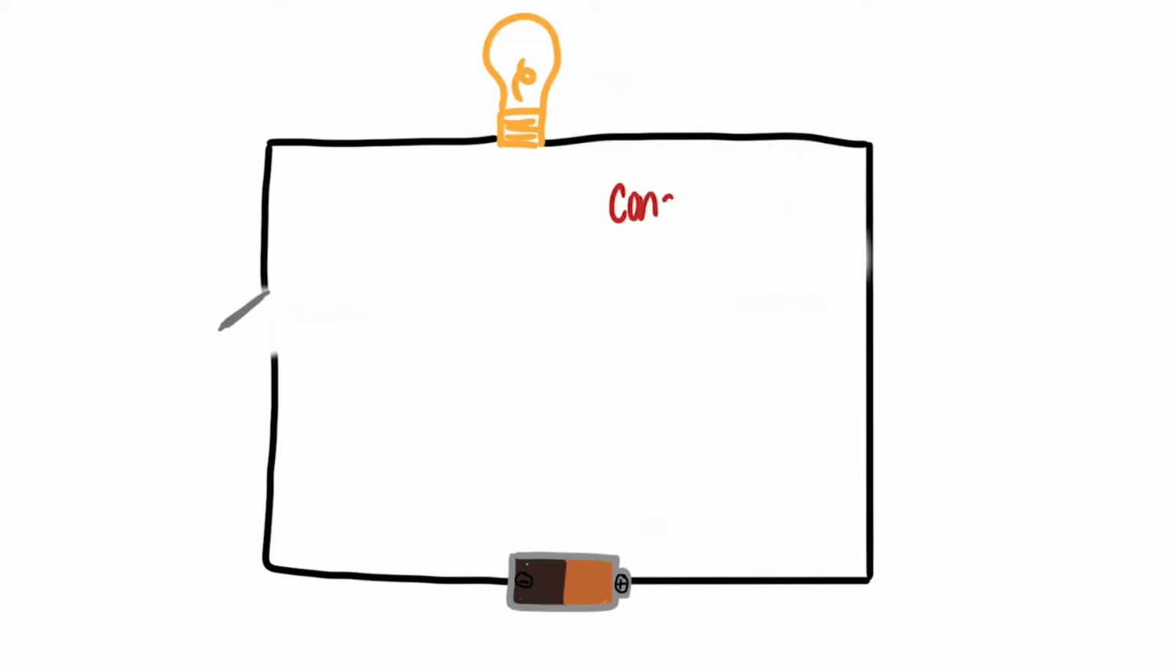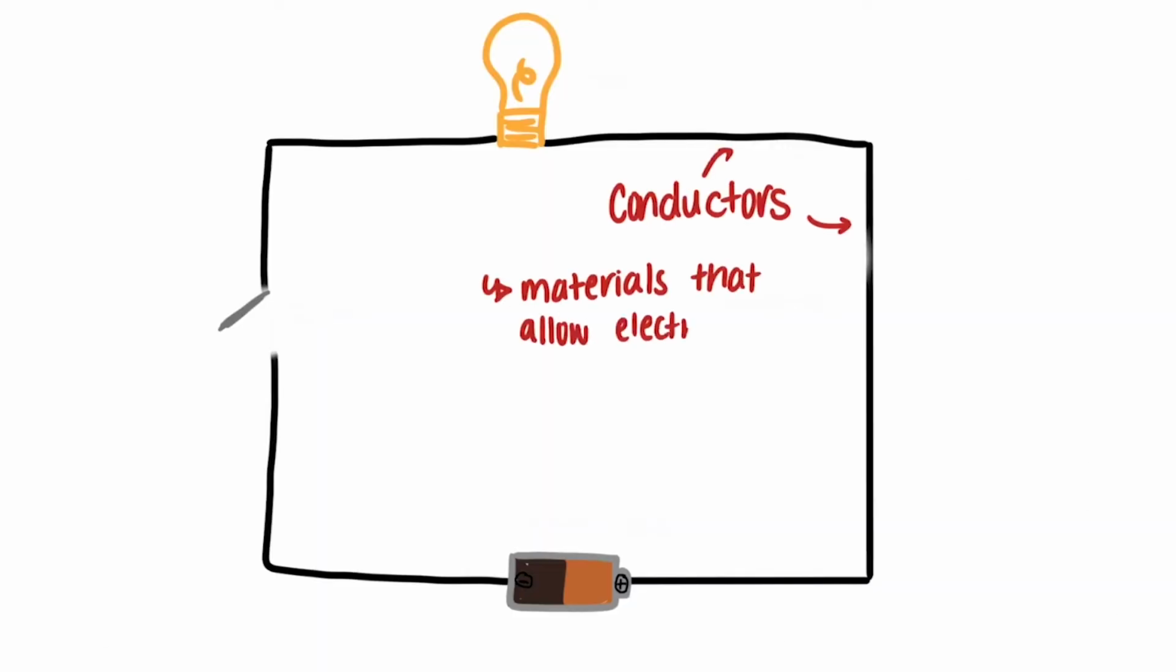Now, another concept we should go over is the difference between conductors and insulators. In our circuits, the wires act as conductors and are able to transfer the electric charge. Conductors are basically any material that will allow electricity to flow through it. For example, metals such as gold, aluminum, or silver.